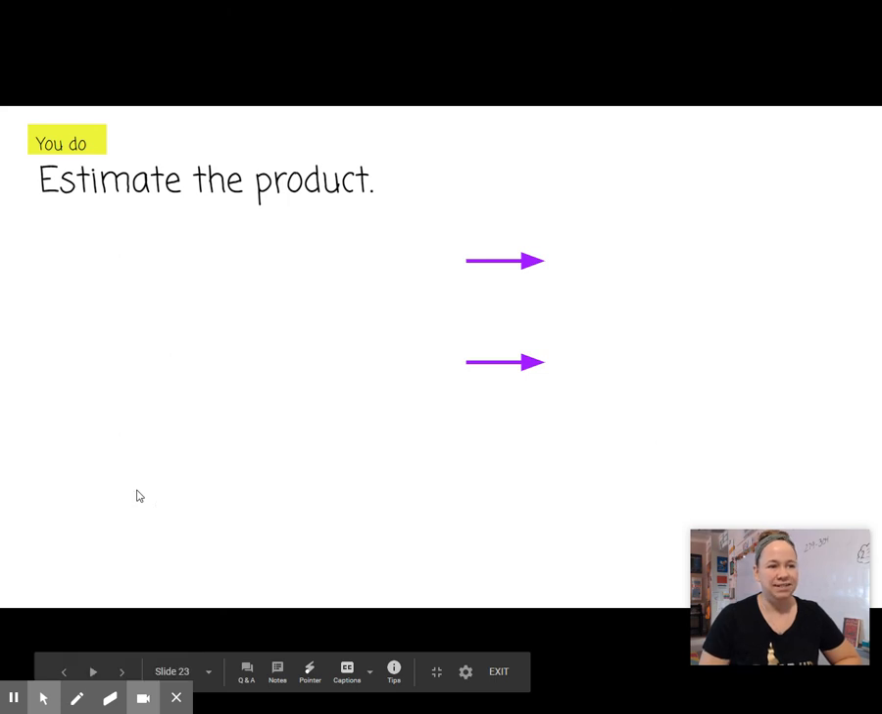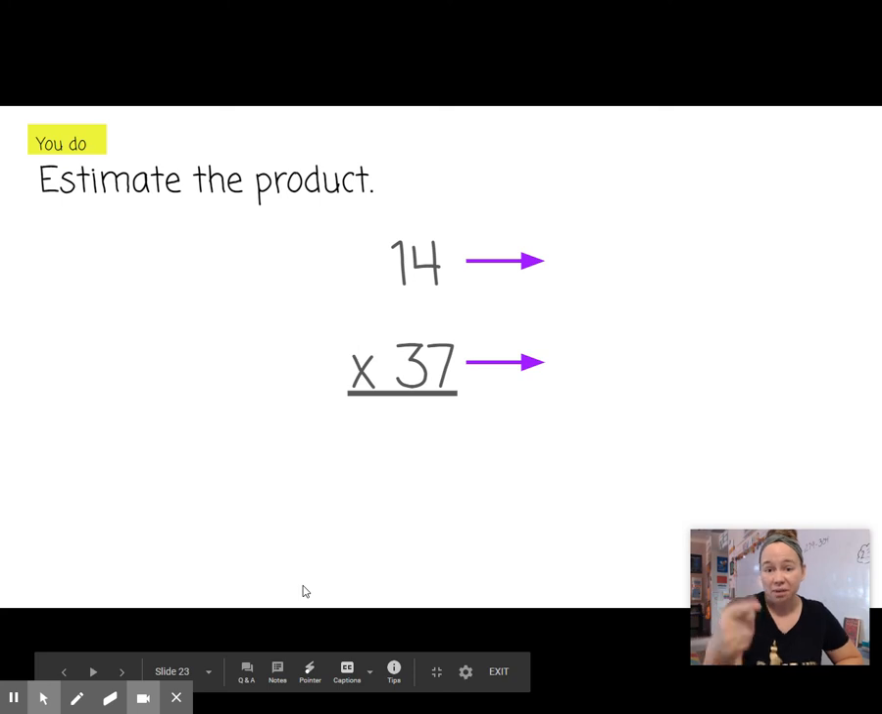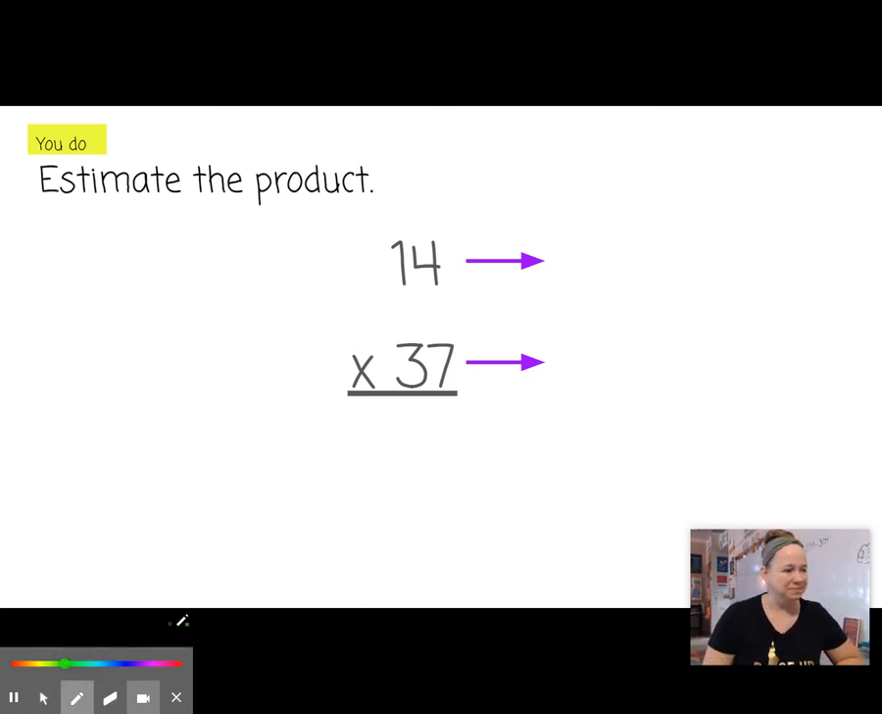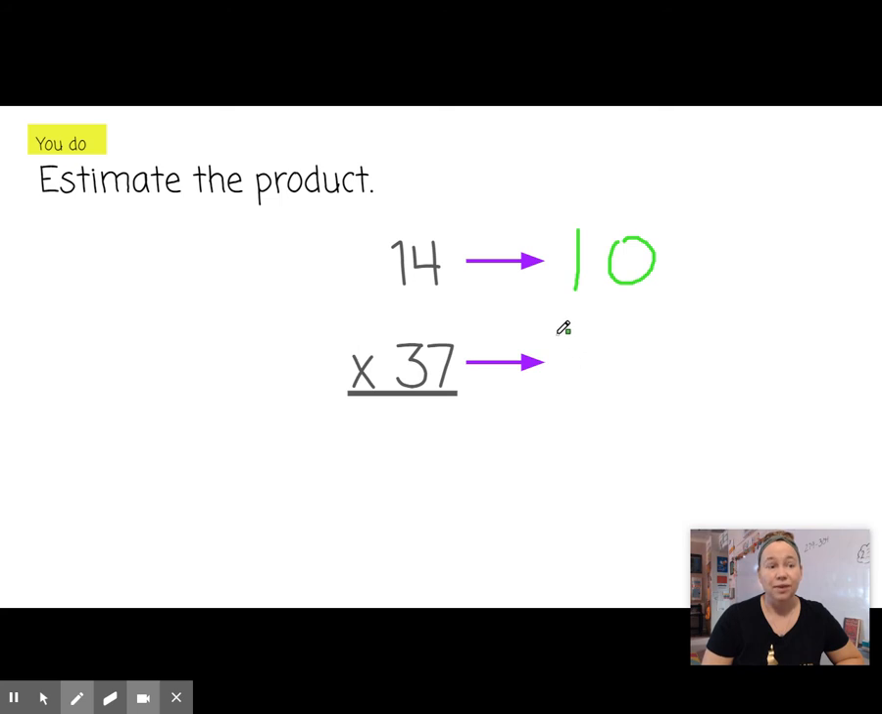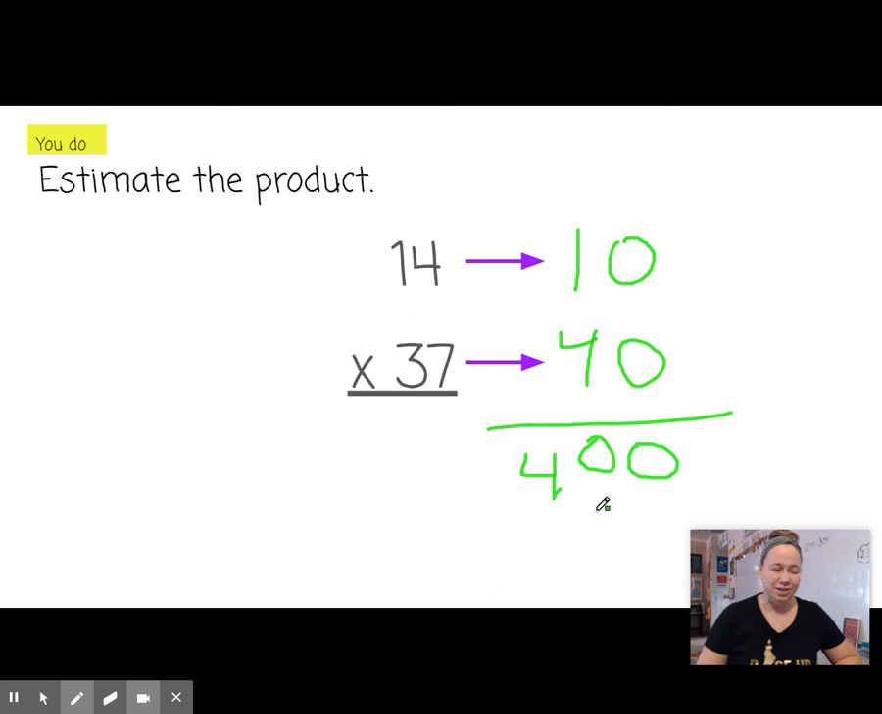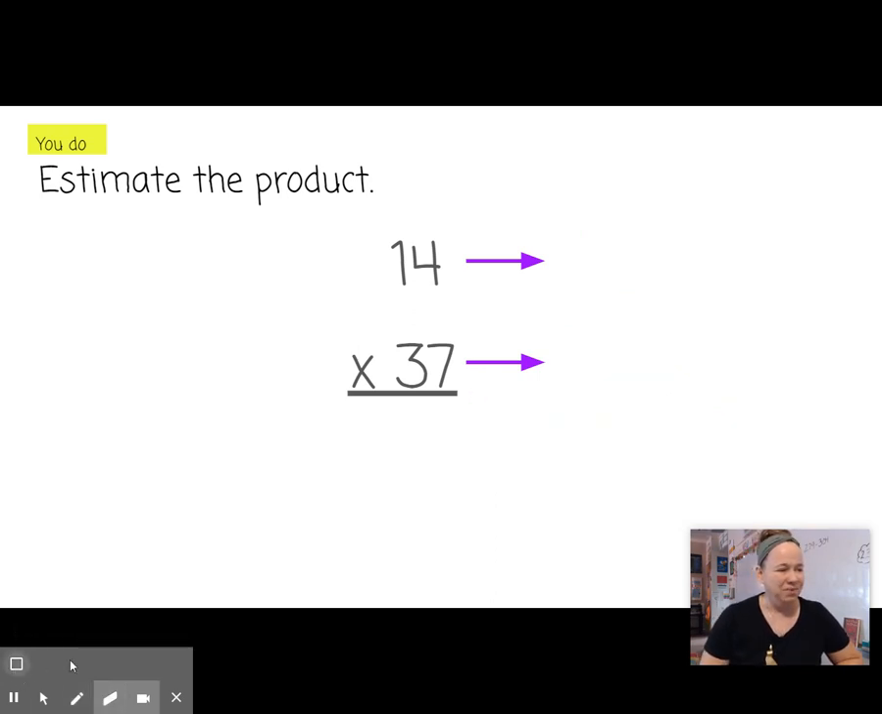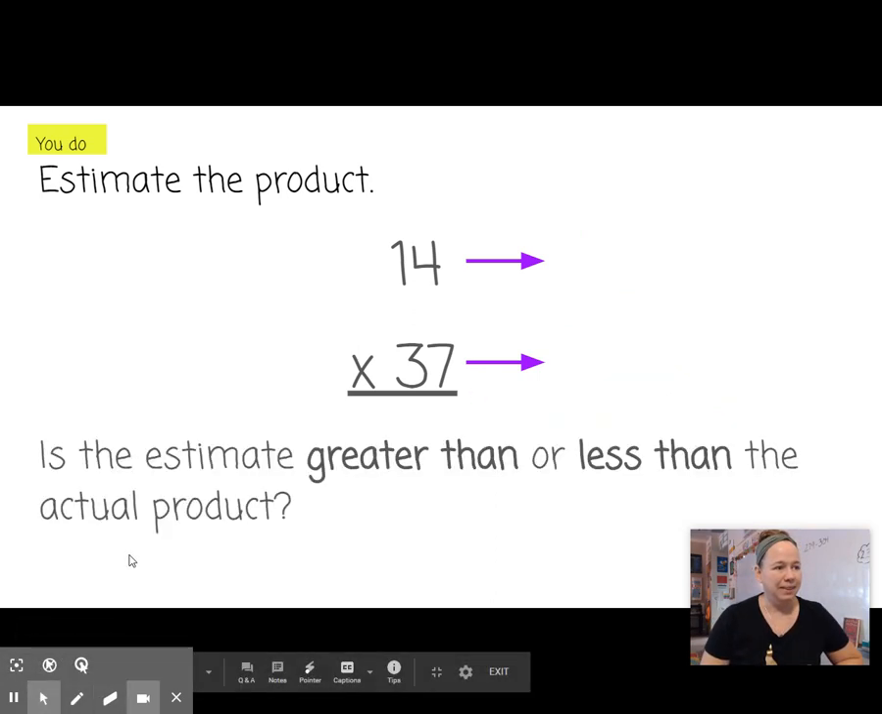All right. How about this is another you do? So same thing. Write this on your whiteboard, hit pause, solve it, come back when you're ready to see if you got it right. Okay. 14 is going to round down to 10. 37 rounds up to 40. 4 times 1 is 4. And I have 1, 2 placeholder zeros. Whoa. 400 is my answer. Did you get it? Fist bump. Good job.